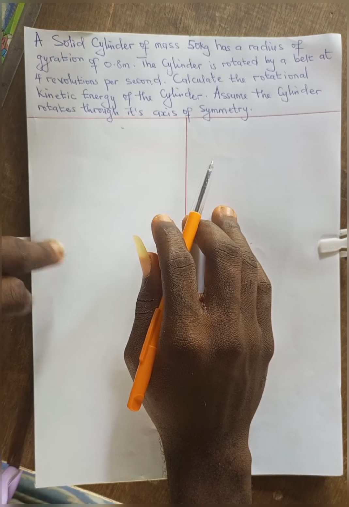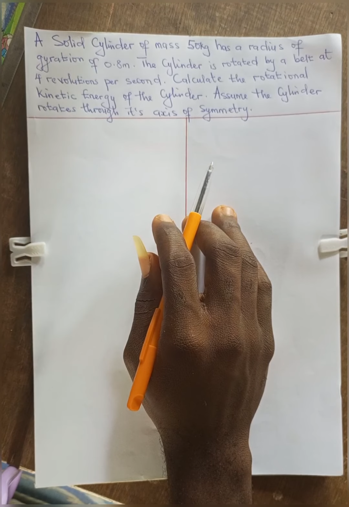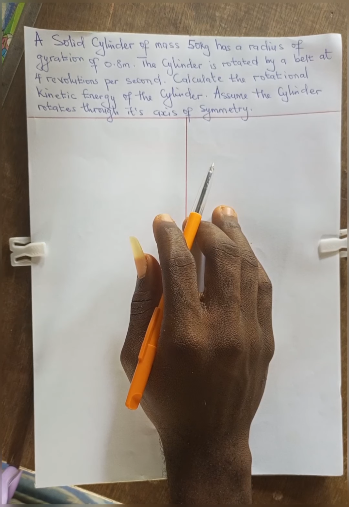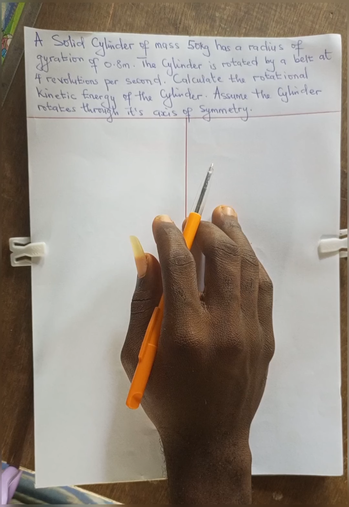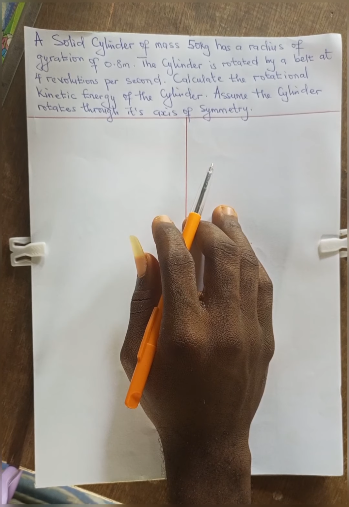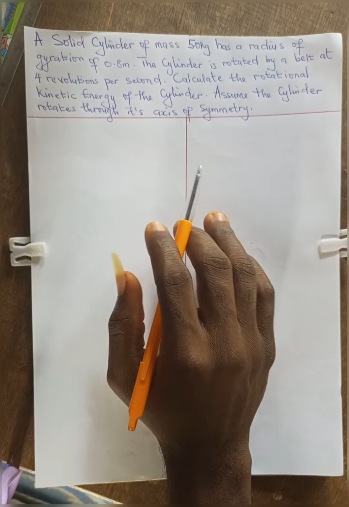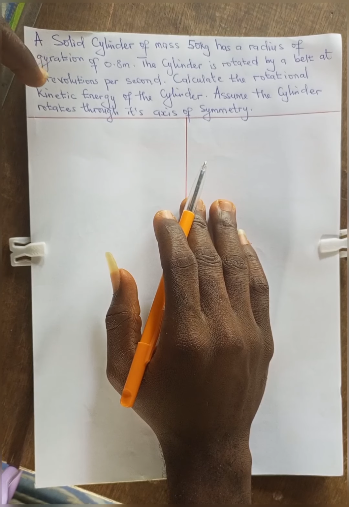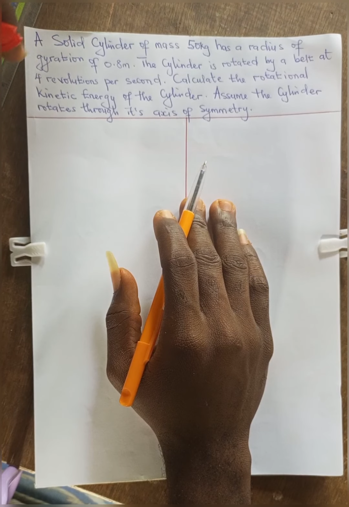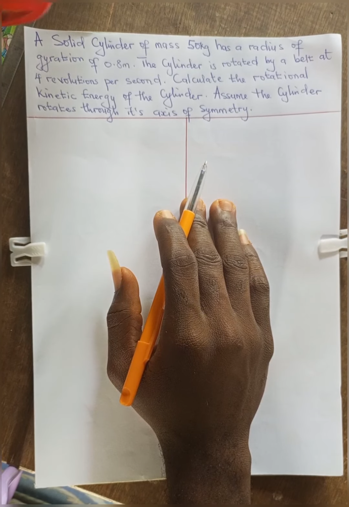So if we try to interpret this question in Pidgin, it says the weight of that cylinder na 50 kg and that cylinder radius of gyration na 0.8 kg. Now e get belt wey dey connected to the cylinder wey dey rotate am and e dey rotate at 4 revolutions per second. The question na say calculate the rotational kinetic energy of the cylinder if that cylinder dey rotate through the center. Na wetin dem mean by axis of symmetry, if dey rotate through the center.